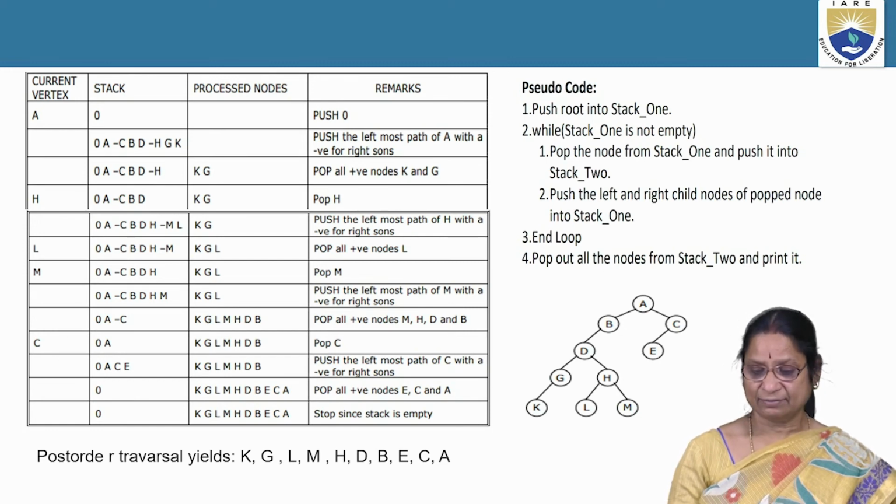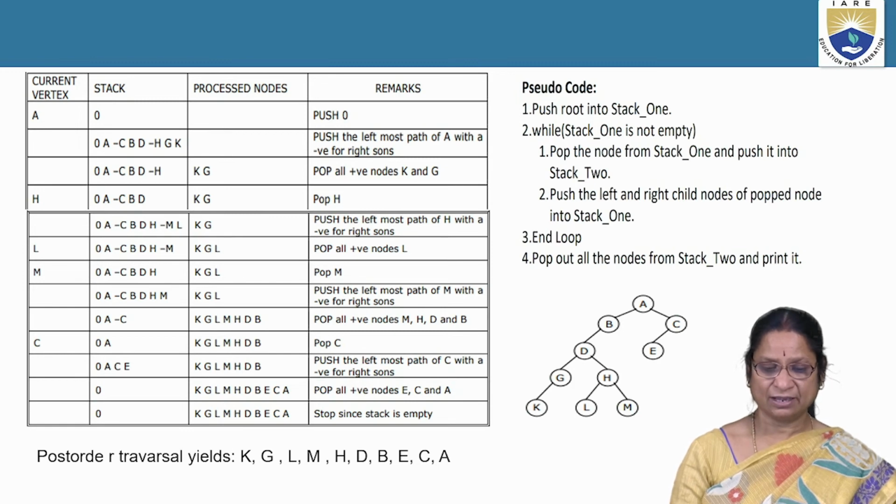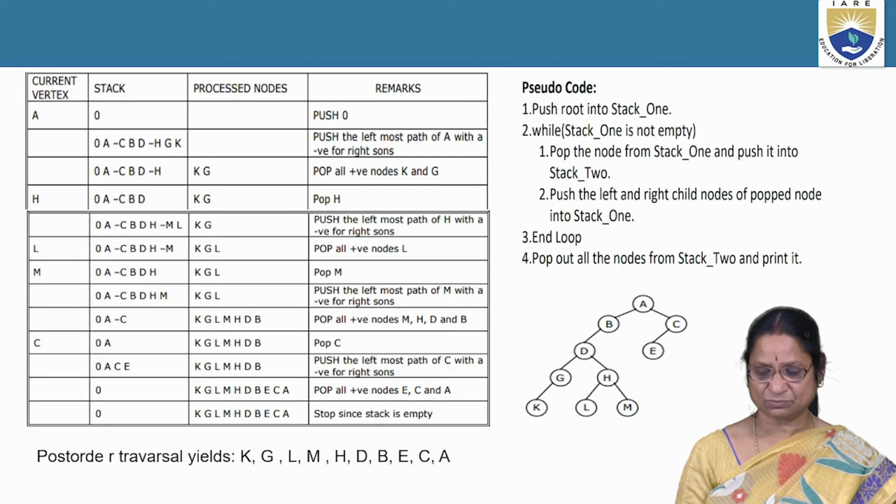So A's right child is C, so minus C. Then the left child is B. Again, B has a left child D. D is pushed. D has a right child, so minus H is pushed. D's left child is G. G doesn't have any right child. Its left child K is pushed.